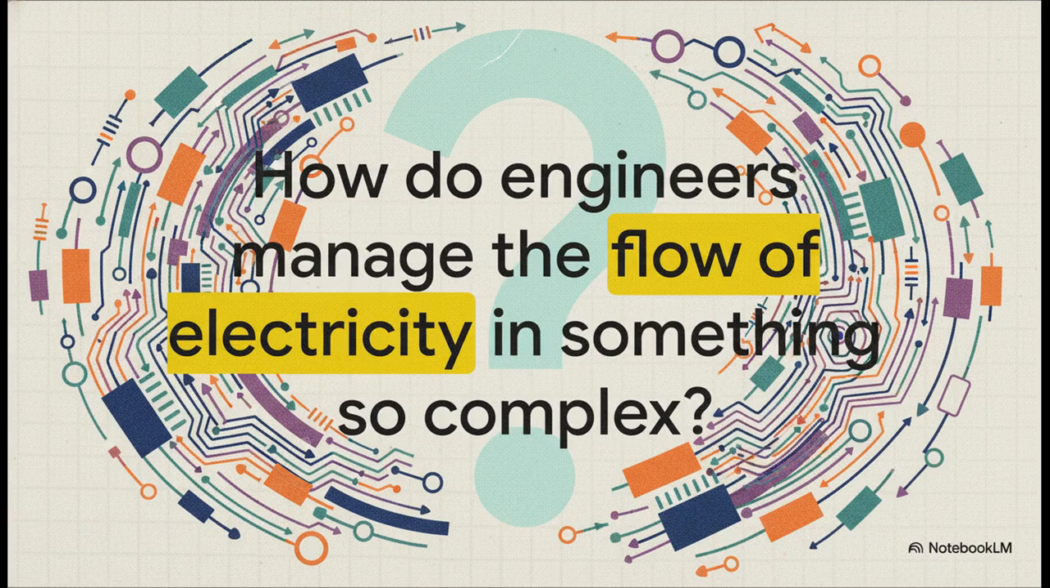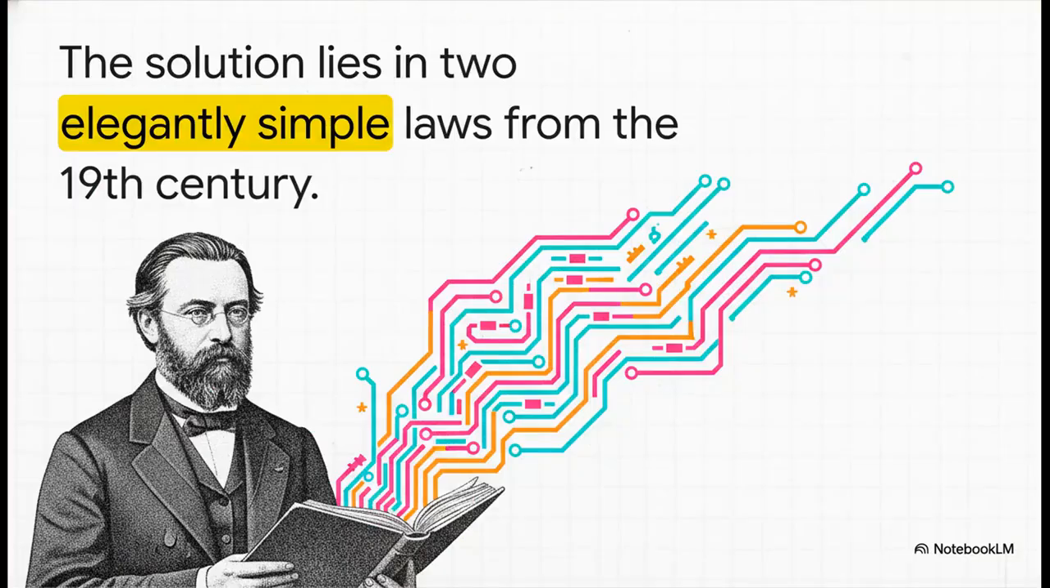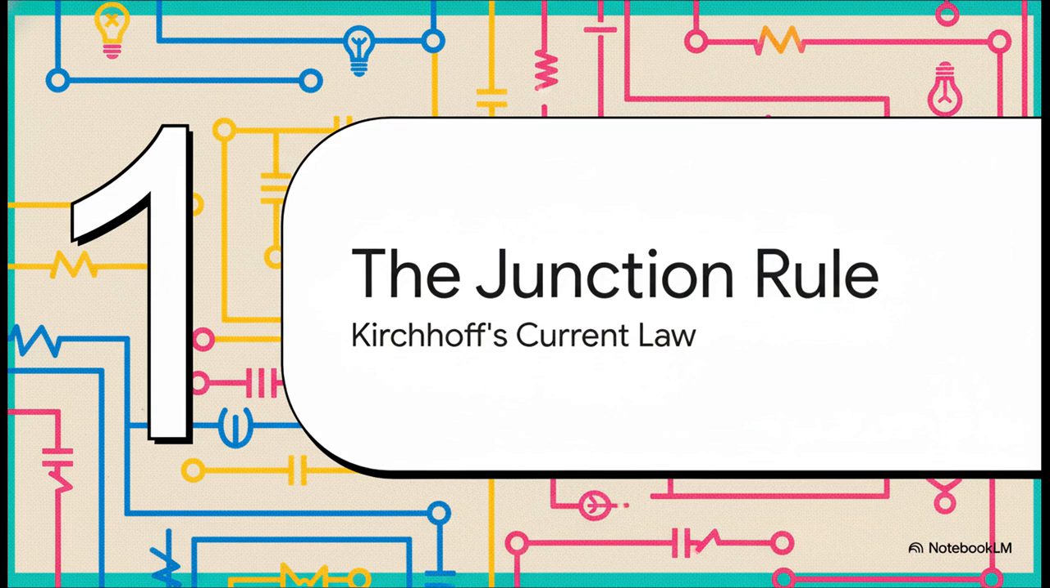It seems impossible. While the solution, and this is the really amazing part, comes from way back in the 19th century, a physicist named Gustav Kirchhoff came up with two, you could say, elegantly simple laws. And these two laws give us a perfect, systematic way to figure out what's happening in any electrical circuit, no matter how ridiculously complex it gets. All right, so let's start with the first one.